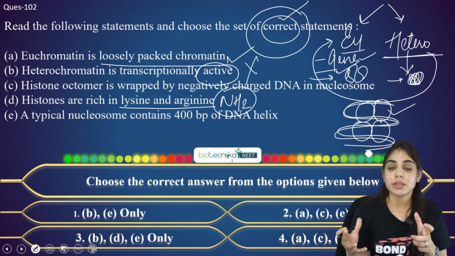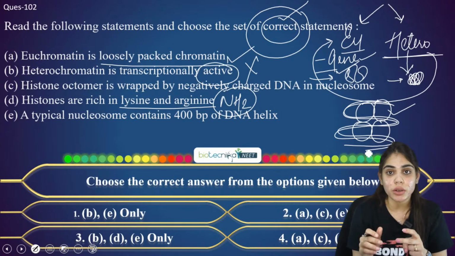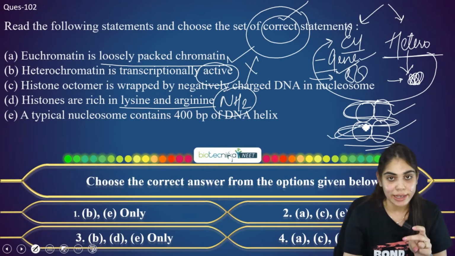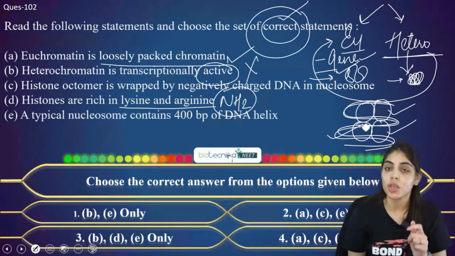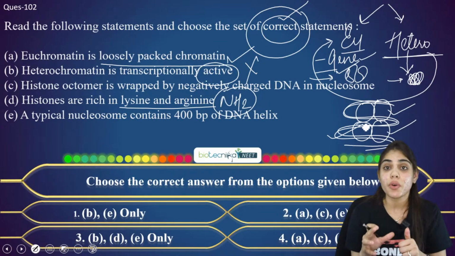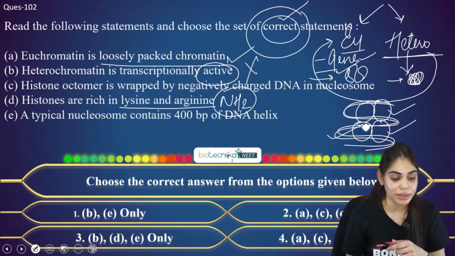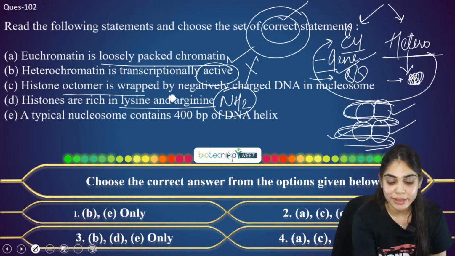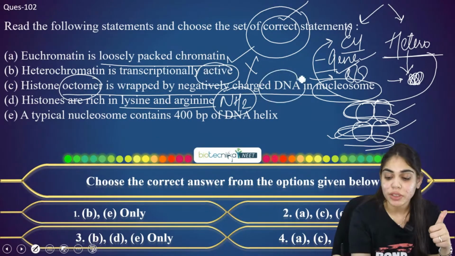What does it do? This histone octamer and DNA together form the nucleosome model. So what is the nucleosome model? It is a mixture of both the histone octamer as well as the DNA helix. Now this histone octamer is positively charged, but the DNA helix is negatively charged. Why is this negatively charged? Because of the phosphate backbone. Now let's see the statements C, D and E. So we have already solved statements A and B. Now let's come to the further statement. Histone octamer is wrapped by negatively charged DNA in the nucleosome. Very right statement, because it is forming the nucleosome when histone octamer plus negatively charged DNA is there.